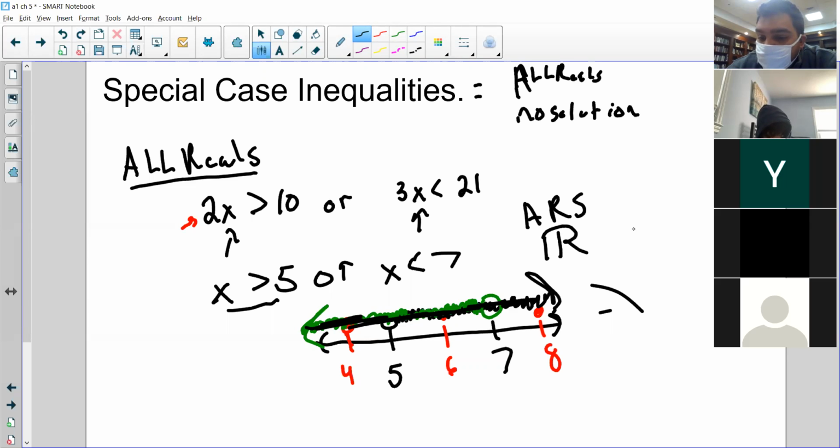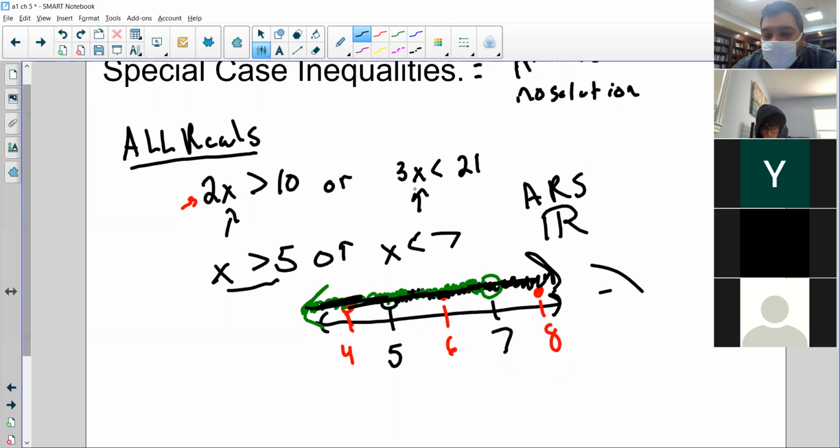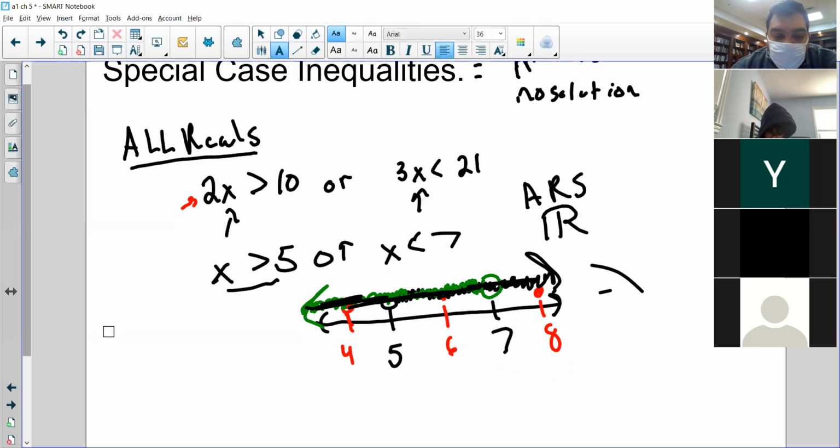Wait, so anything less than 7 would be all real solutions for 3x is less than 21? If you're thinking about it in graphing, yeah, that's true. And this then is the same thing. Or anything greater than 2, anything greater than 5 is all real solutions? No, the reason it's all real solutions is that it's an or statement.